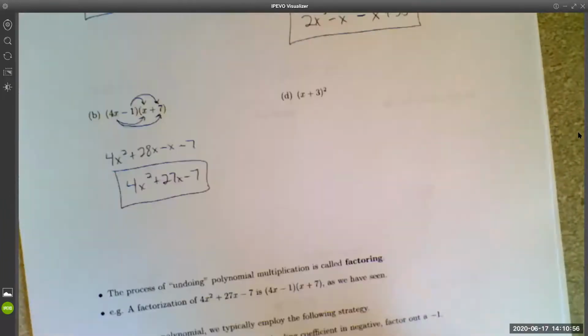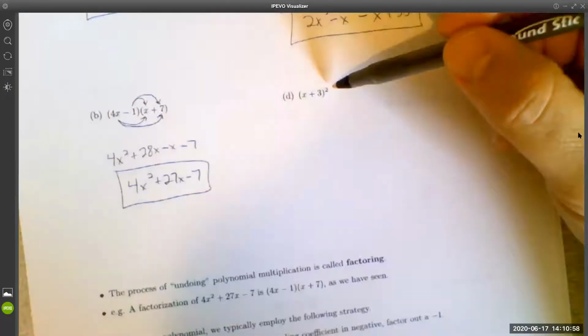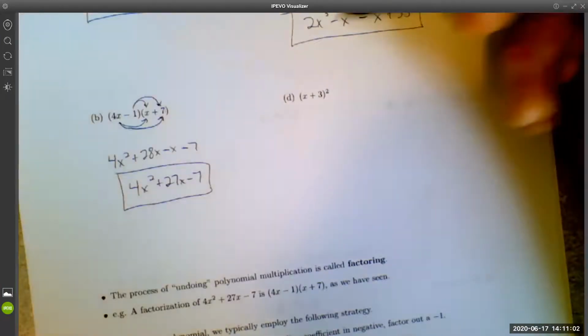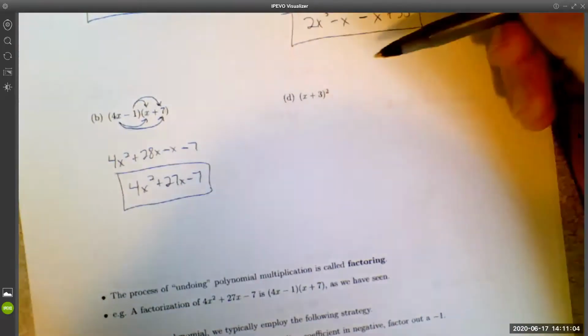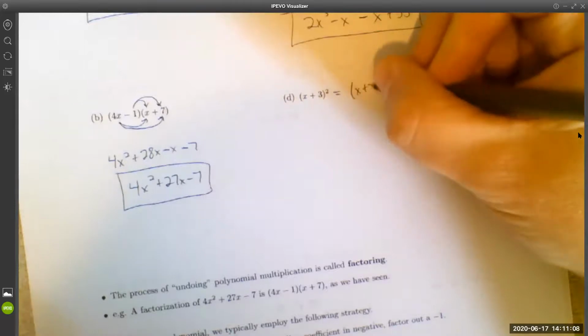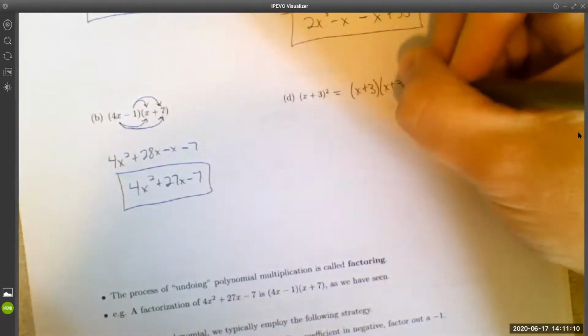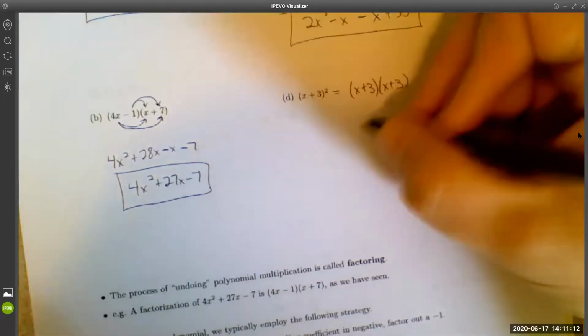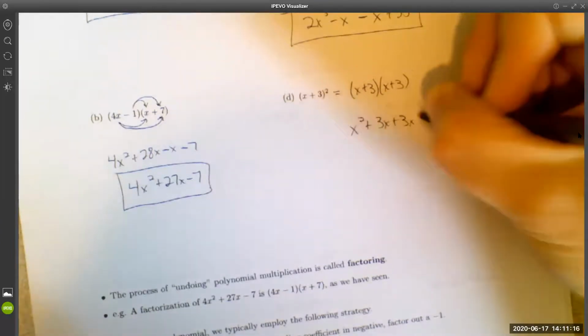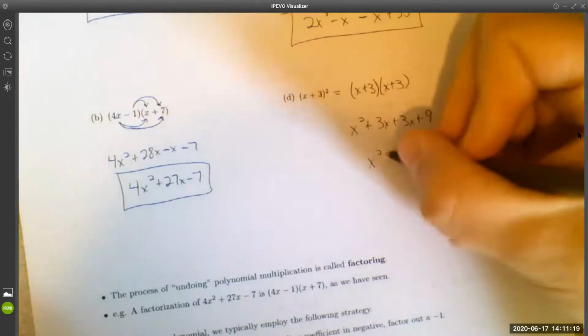And then one more of these. As I've said at least 3 times at this point, x plus 3 squared is not going to be x squared plus 9. Really, this is going to be x plus 3 times x plus 3, and then you've got to FOIL this thing, right? So you're going to get x squared plus 3x plus 3x plus 9. That's x squared plus 6x plus 9.